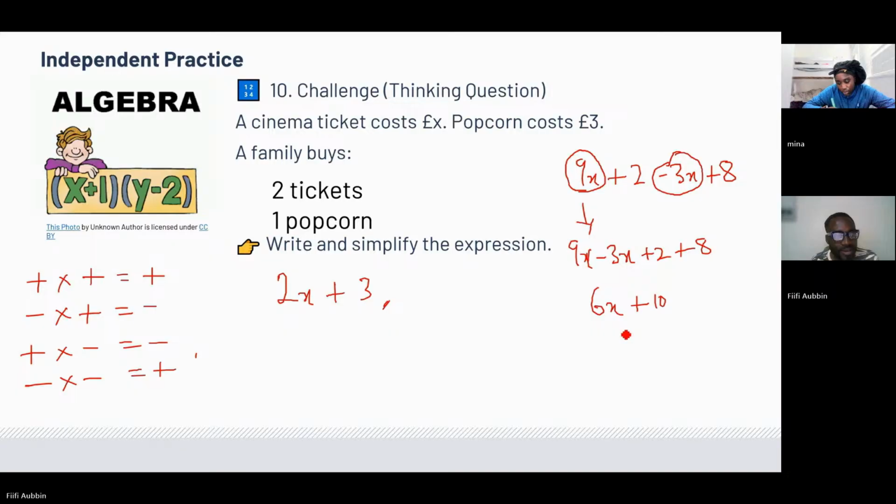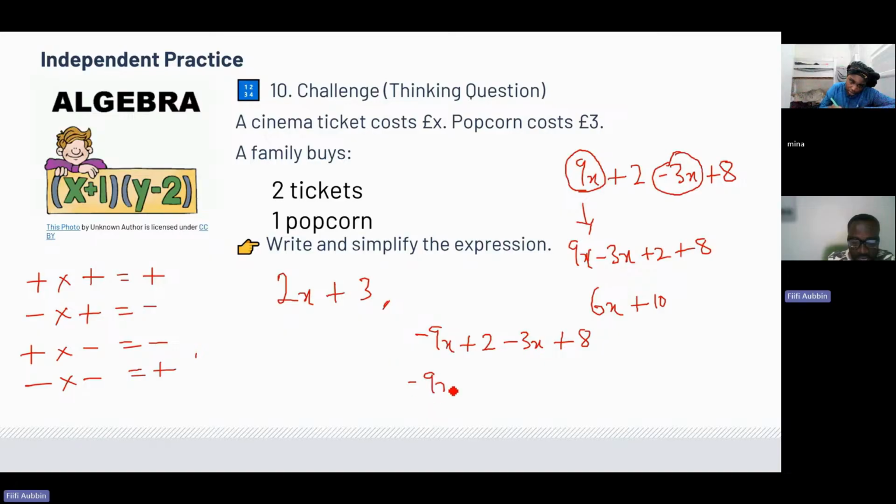Are you okay? So then if we're adding and subtracting like terms and one of them has a negative, then I should just take it away from each other. Not necessarily. It depends. Let me give you another example. If I write something like this: minus 9x plus 2 minus 3x plus 8. I'll need to first of all group them. So I'll have minus 9x, then minus 3x, then plus 2, then plus 8.